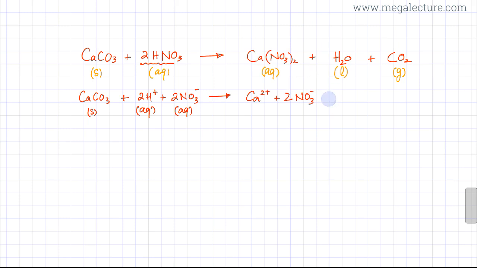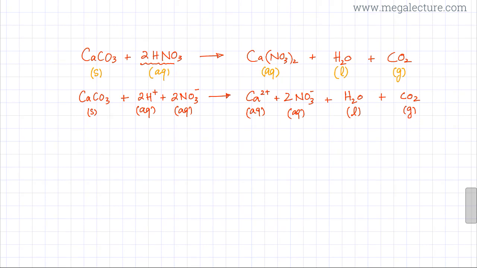Then you have water. Water is a liquid. It hardly dissociates. So we're going to write H2O as it is in liquid state. And then you have CO2, which is going to be in gaseous state, so that's also not going to dissociate. So only these compounds dissociate into ions.